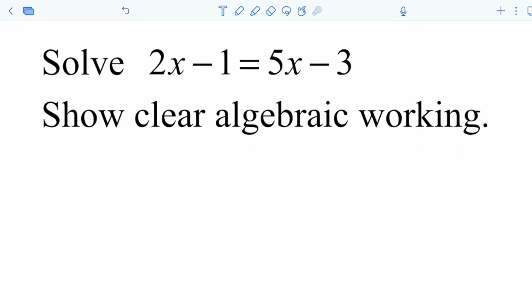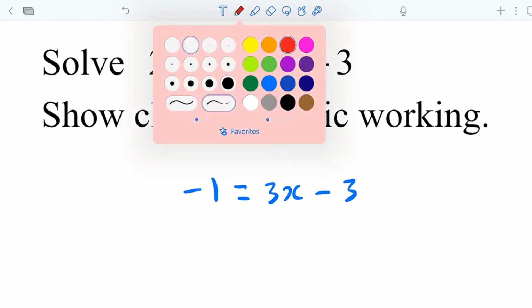Question 10, we need to solve 2x take away 1 is equal to 5x take away 3. Okay, so we need to eliminate one of the x terms, and we do so by taking 2x away from both sides. So on the left hand side, we are left with negative 1 is now equal to 3x take away 3. We then need to get the x term to be on its own, and we do that by plussing 3 to both sides.